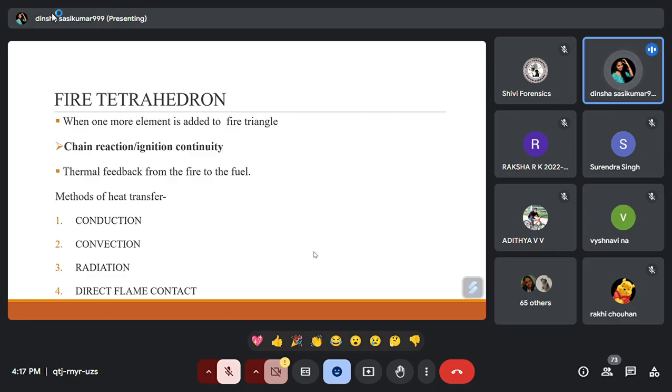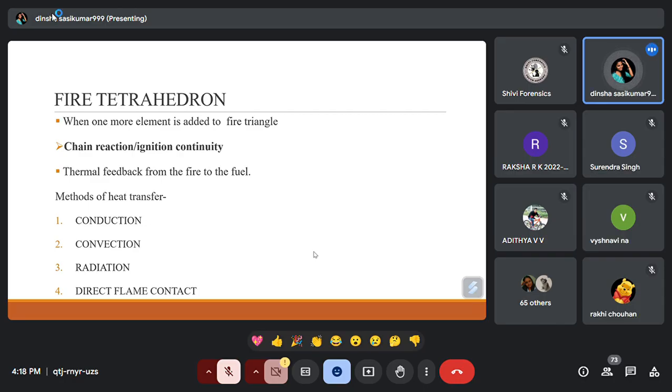But when we come to convection, it is a transfer of heat caused by changes in density of liquids and gases. And it is the most common method of heat transfer. When liquids or gases are heated, they become less dense and will expand and rise. So convection is caused by the change in density of liquids and gases. And the third one is radiation. Radiation is the transfer of heat by infrared radiation or heat waves, and it is not visible to the naked eye. And the fourth one is direct flame contact.